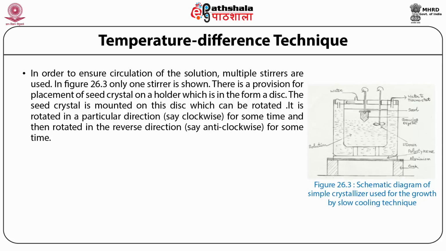There is a provision for placement of the seed crystal on a holder which is in the form of a disc. The seed crystal is mounted on this disc which can be rotated. It is rotated in a particular direction, say clockwise, for some time and then rotated in the reverse direction, say anti-clockwise, for some time. The number of rotations per minute, that is RPM, is maintained appropriately after careful calculations.